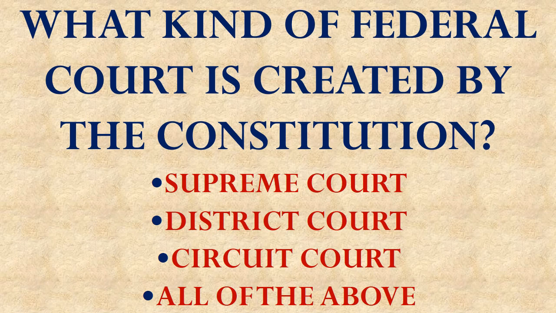What kind of federal court is created by the Constitution? Is it a Supreme Court, a district court, a circuit court, or are all of the above created by the Constitution? In fact, only the Supreme Court is created by the Constitution. The other kinds of courts in the national court system are created by Congress at their discretion.